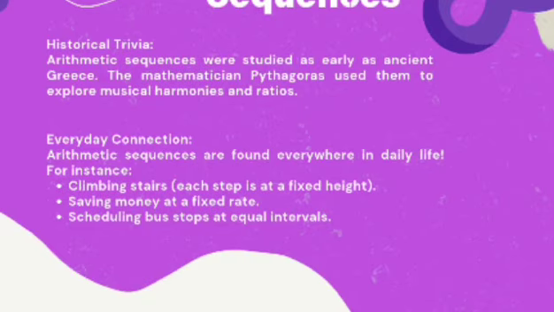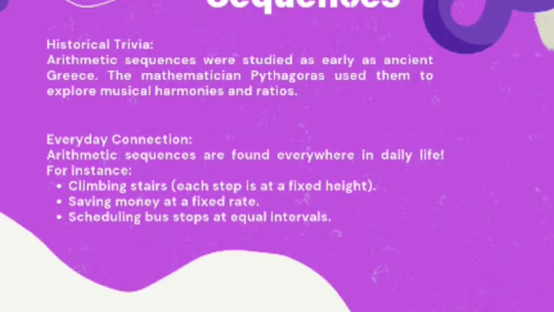Arithmetic sequences aren't just a topic in math class, they're everywhere in our daily lives. Let's explore some simple examples you might encounter every day. Climbing stairs. Have you ever noticed that each step of a staircase is evenly spaced? The height of each step increases by a fixed amount, forming an arithmetic sequence. For example, if each step is 15 centimeters high, the heights of the steps from the ground would be 15, 30, 45, 60, and so on.